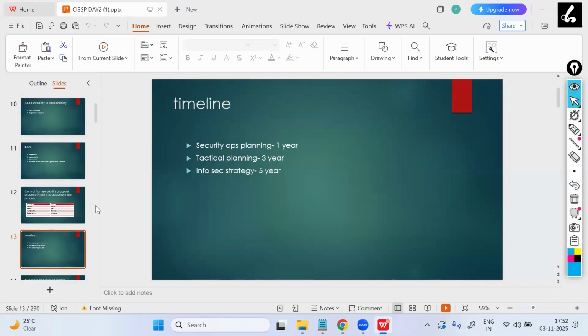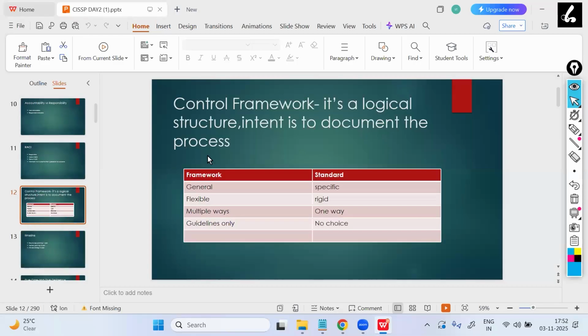When you say the frameworks are more of like a procedure document, yes, I can have my own frameworks.